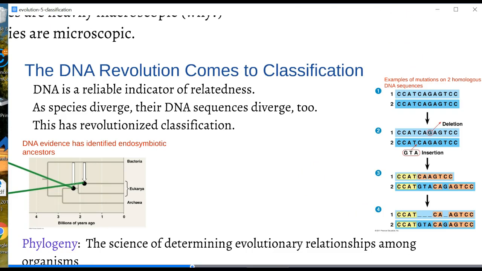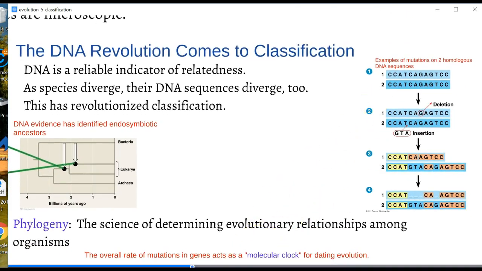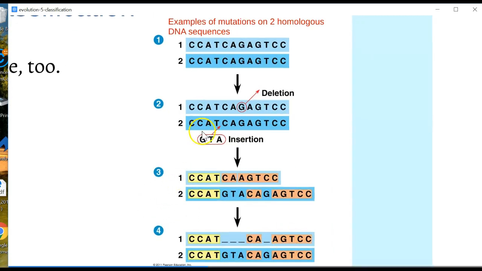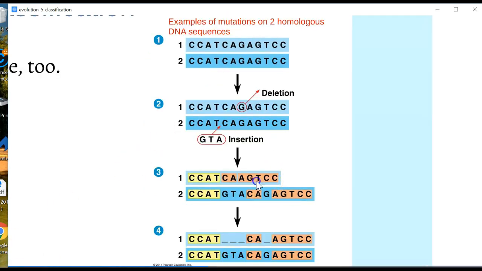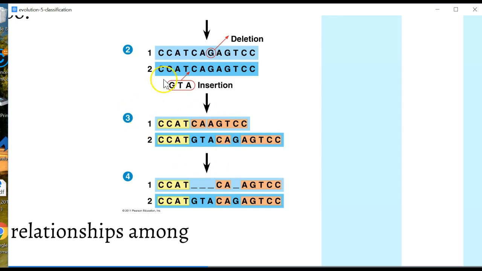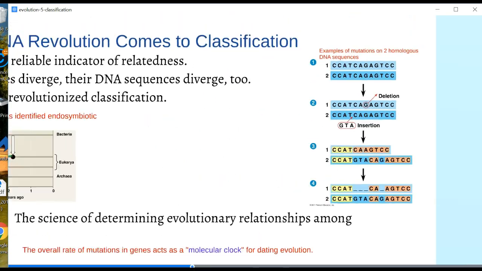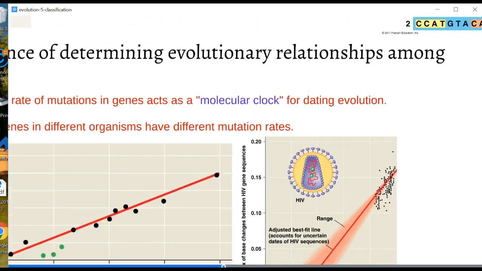You take a look on the right, you can see examples of mutations on two homologous DNA sequences. And so what we see is we've got a deletion, which means that one of the nucleotides was taken out accidentally. And then we also have an insertion down here. So an insertion is just the addition of a few nucleotides. And so what that results in then is two different DNA sequences that are still reasonably similar to each other, with the exception of that deletion and the insertion. And so what we do then is we can actually track those changes.